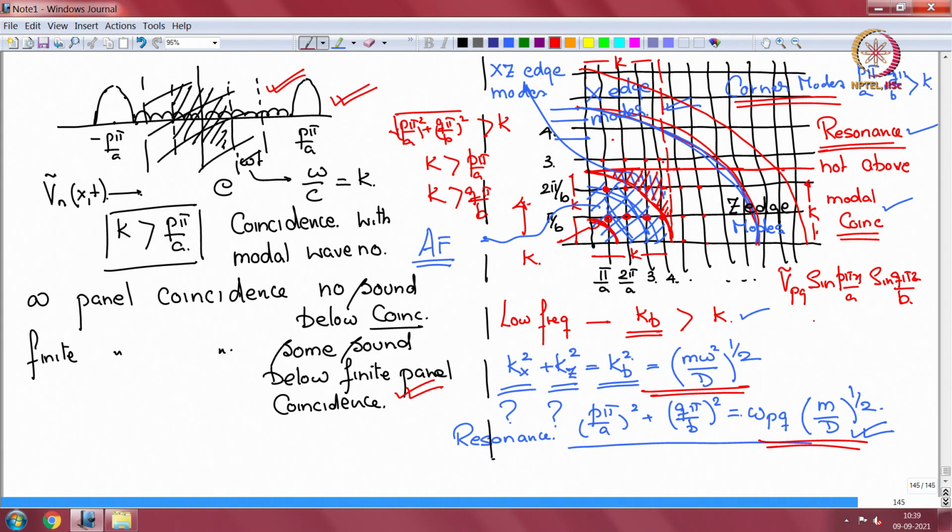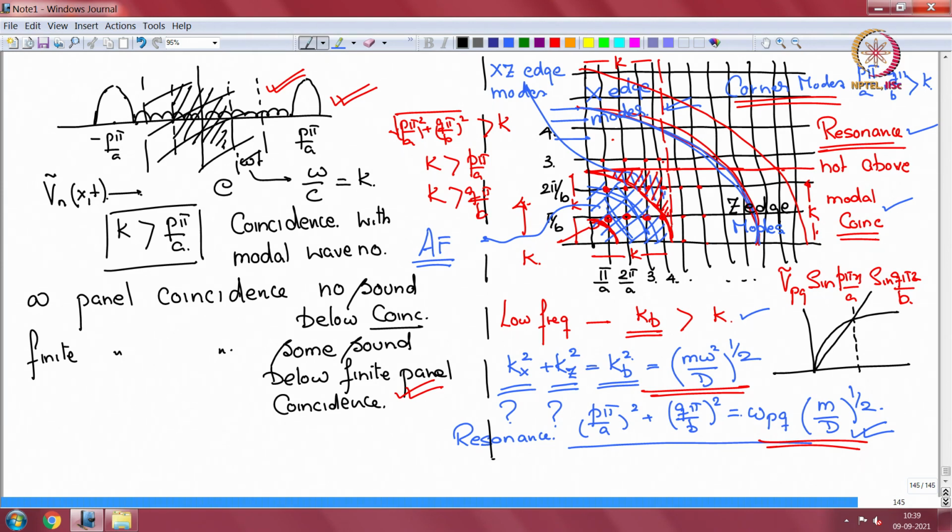We had drawn this picture somewhere in the beginning, where the acoustic wave number line is like this and the KB line is like this. You have repeatedly seen it. So somewhere, this is now infinite panel coincidence.